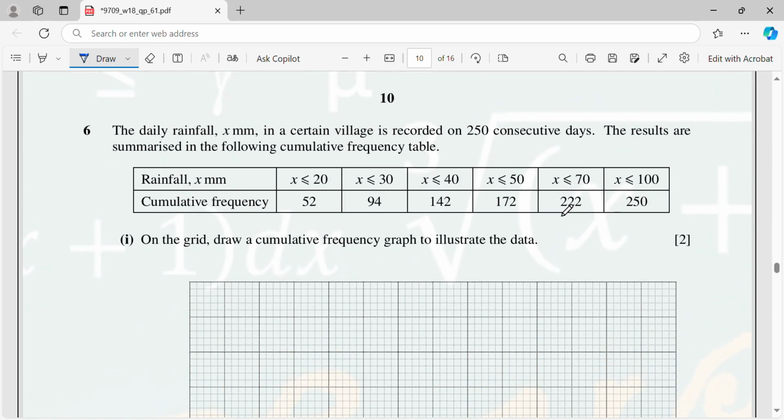Okay, number 6, the daily rainfall X millimeters in a certain village is recorded in 250 consecutive days. The results are summarized in the following cumulative frequency table. Okay, so now on the grid, draw a cumulative frequency graph to illustrate the data. So look at the X values. This is the horizontal axis. This is the vertical axis. So on the horizontal axis, we have to include 20 up to 100, right?